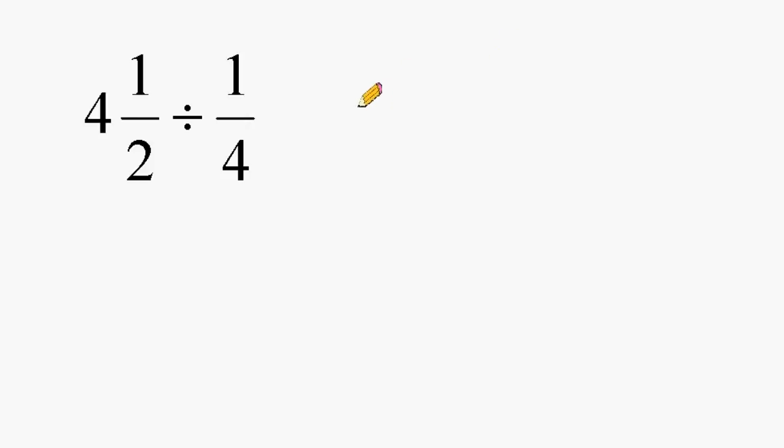Now with this example, we have a mixed number being divided by a fraction. We are dividing a larger value by a smaller value. So like the previous two examples, we should recognize that our answer is going to be either a whole number or a mixed number.